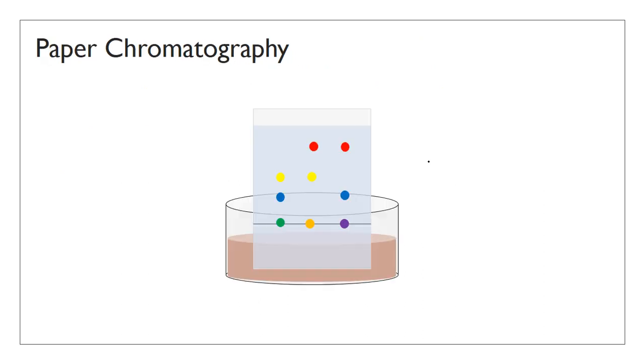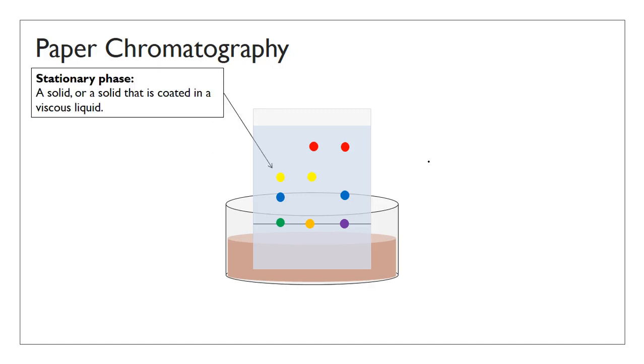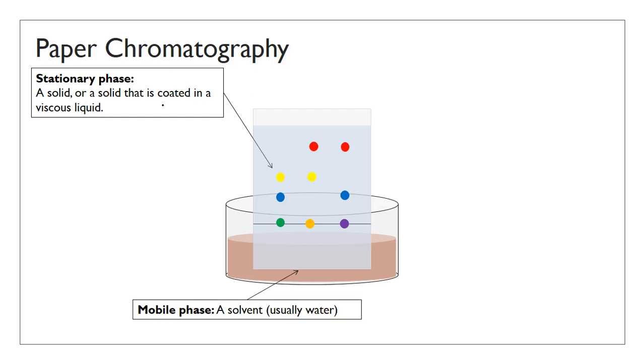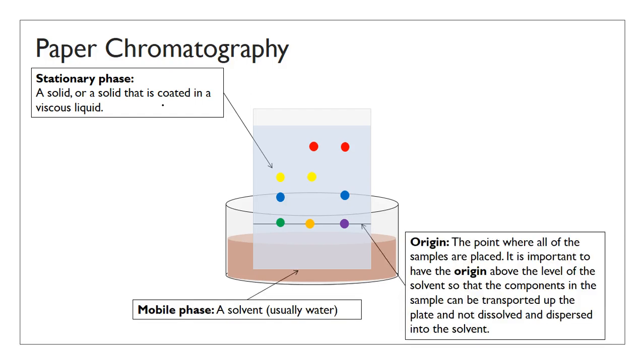Okay, let's just quickly look at paper chromatography, which I can guarantee you're not going to get something this easy. But anyway, it's always good fun. So your stationary phase is a solid or a solid that is coated with a viscous liquid. Now, a classic example, which is paper chromatography, would be just filter paper, but you can have a piece of silica with really finely milled powder on top. The mobile phase is a solvent, usually water, and the origin.